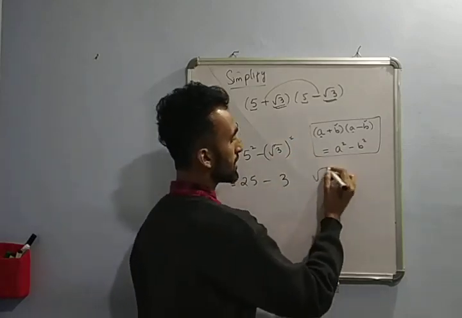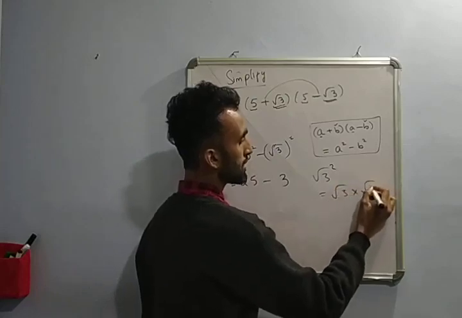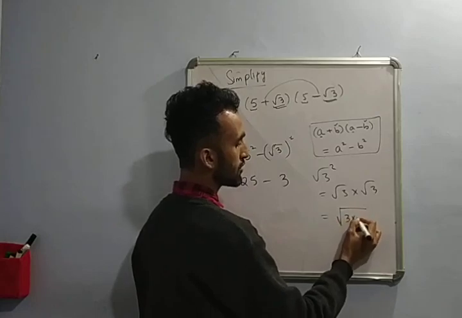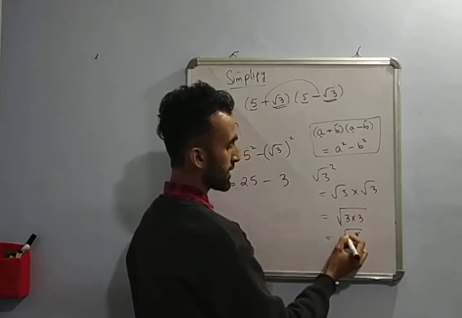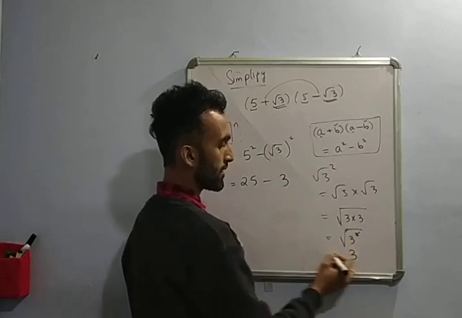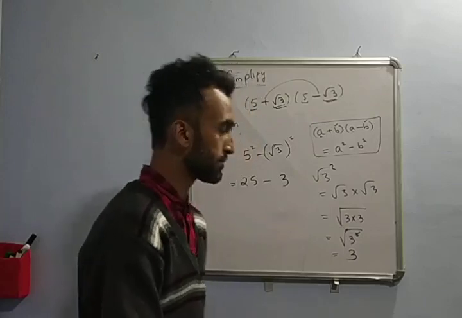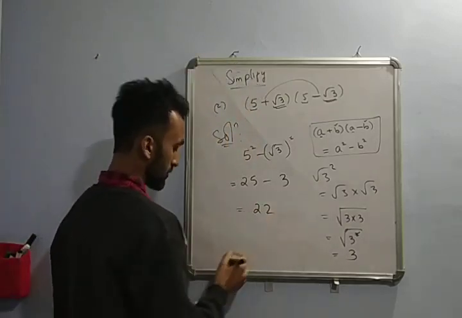Remember, root 3 square means root 3 into root 3. And I already told you, whenever there is a multiplication, you can write 3 into 3. 3 into 3 means 3 square. The square and root get cancelled. It has a pair. It can come out. Or directly, root 3 square means 3. Now 25 minus 3 is 22. So this is the answer.